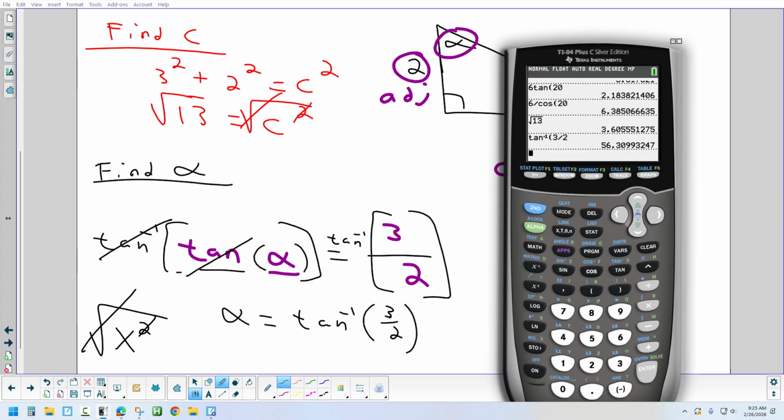And what did I just solve for? Alpha. And what is alpha in the triangle? It's degrees, and degrees is used to measure angles. We just found an angle. So we have to make sure we put a label. 56.31 degrees.